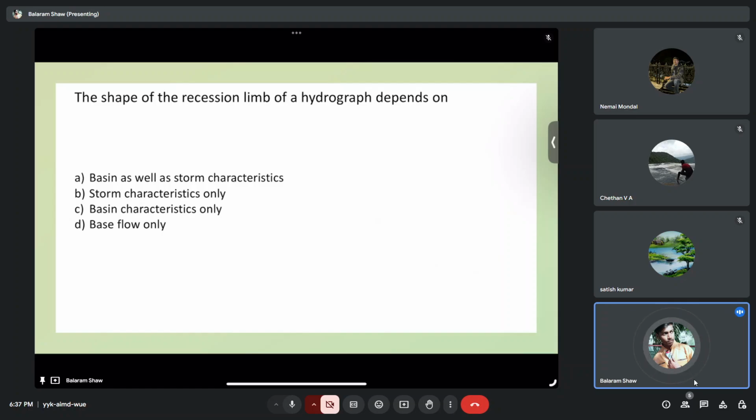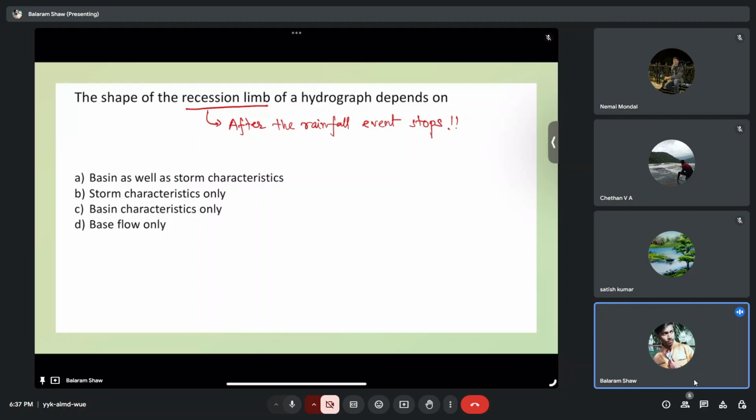So just now I mentioned why this recession limb, or the falling limb, happens. This happens after the rainfall event stops, right? So as the rainfall event stops, only then does this recession limb start. Okay. So as rainfall is not there, firstly it does not depend on the rainfall, or it does not depend on the storm characteristic.